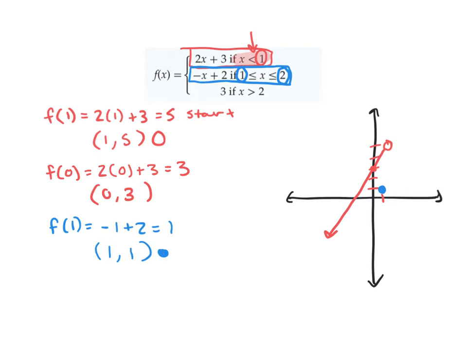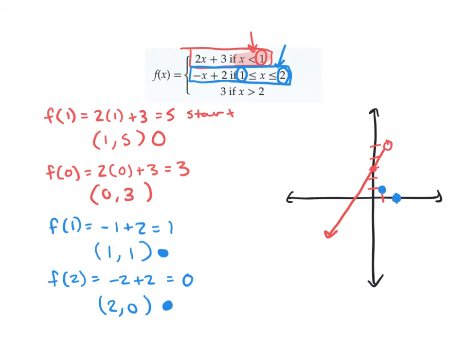Now we plug in the second point it gives us, which is 2. So we have negative 2 plus 2. What's negative 2 plus 2? 0. So what's our second point here? 2, 0. So we go to the right 2 and stay on 0. Do we have an open circle or closed circle? It's less than or equal to, so that's a closed circle.